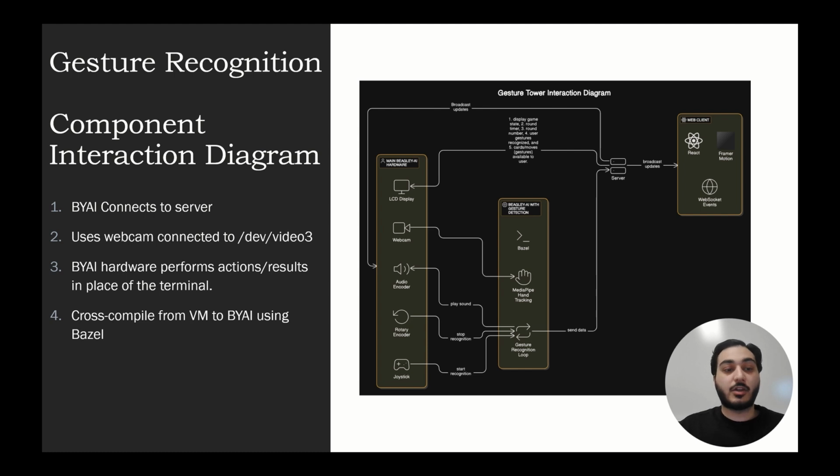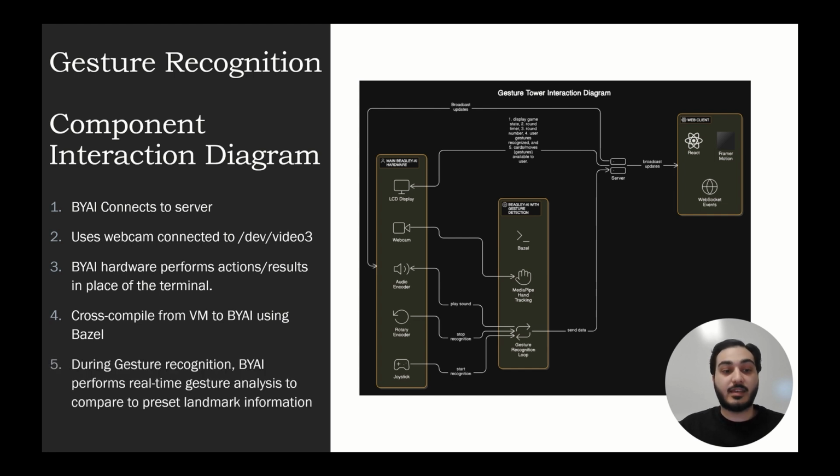And as explained earlier, we need to cross-compile from the virtual machine to the BeagleY-AI using Bazel. Bazel is a build tool allowing us to take all of our Mediapipe source files and put them onto our BeagleY-AI so it can use it during runtime. And this allows us to use real-time gesture recognition that is happening on the BeagleY-AI itself, so that we're performing this on the hardware rather than relying on some separate software which may have some kind of blocking in place.